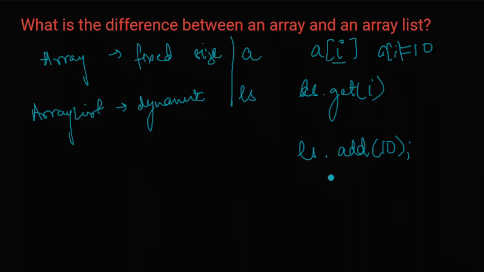Okay, that's how you have to do this. And again, for removing you have to do the same part. You have a dot remove function in list. So these are the few basic examples of the difference. Now let's move to the next question.